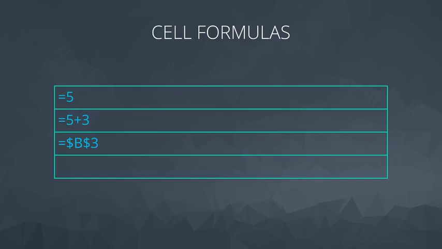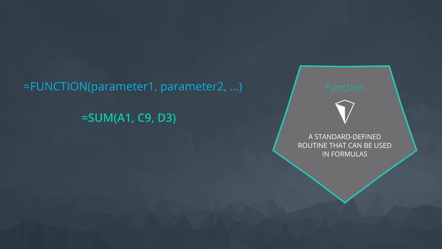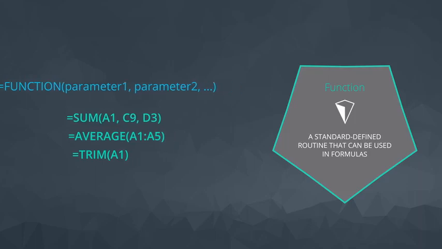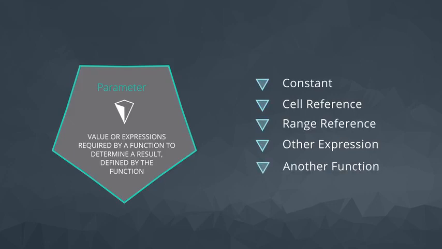Besides constants and references, functions can be included in formulas, and that's where the true power lies. A function is a built-in routine that calculates a value from inputs provided. Functions always start with some keyword, such as sum, or average, or trim, and so on, followed by a set of parentheses with parameters in between. A parameter might be a constant or cell reference or range reference or other expression that is required for the function calculation. It's even possible to nest functions.